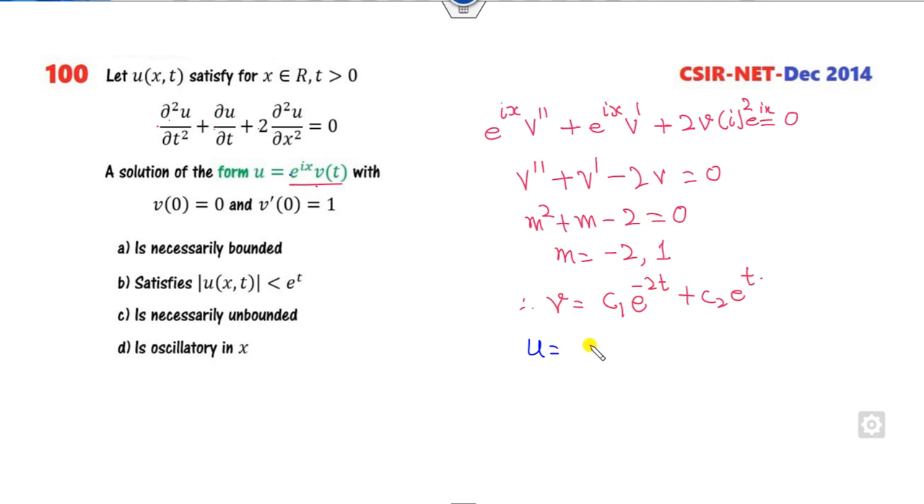So I can substitute this. U will be my this into e raised to power. Now you can see about that. So whether the solution is oscillative. What is the meaning of oscillative?